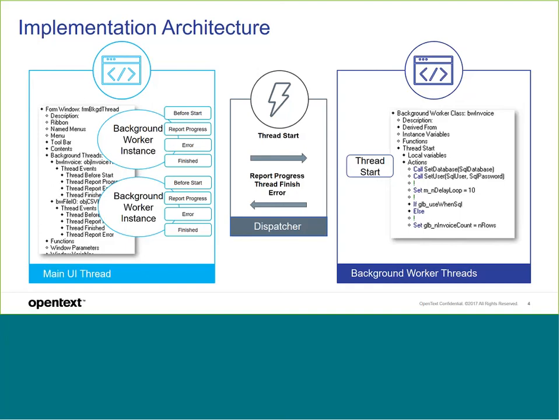So basically, there's an event dispatcher between those two code segments. Once the thread start has been issued from the client side, the thread code will be executed, and then the thread code will report back things to the user interface like progress, thread finish, or in case of errors.